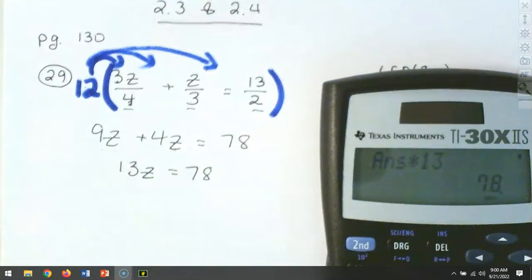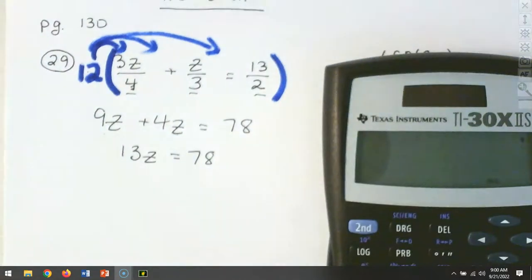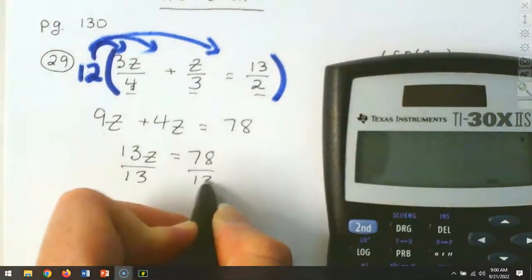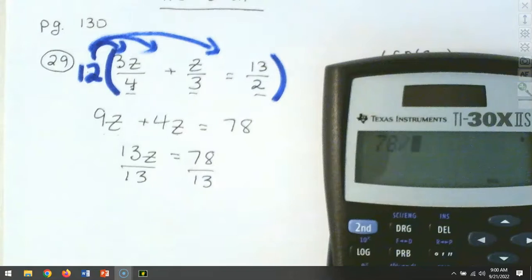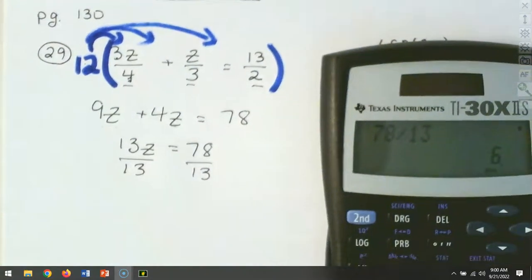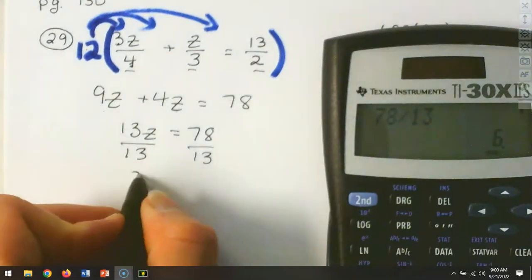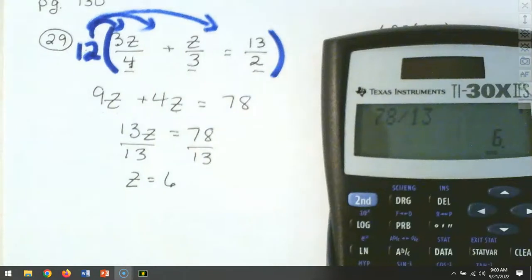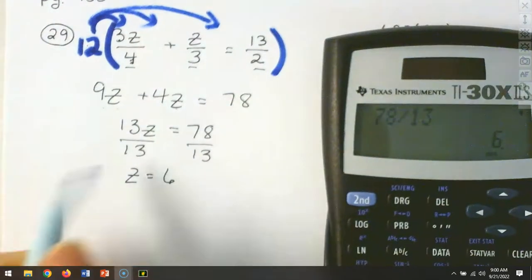And what's going to be my last and final step here? Okay, divide both sides by that 13, and let's see if it comes out evenly. And it does, because 78 divided by that 13 comes out to be a what? 6. So what's my final answer here? z equals 6.